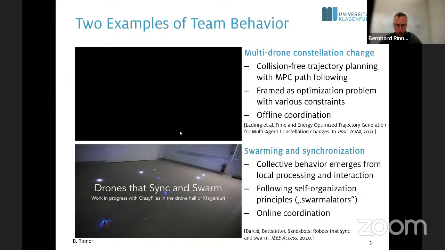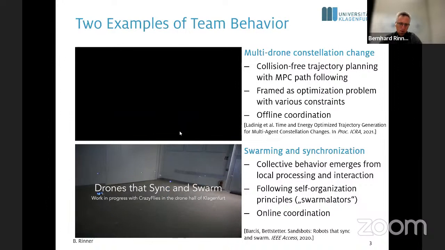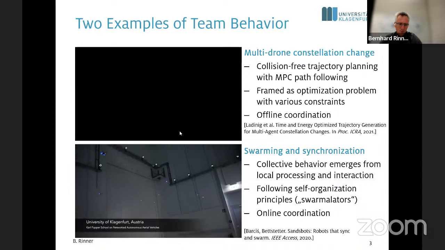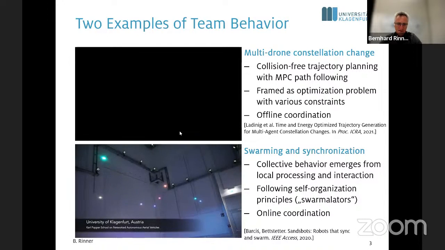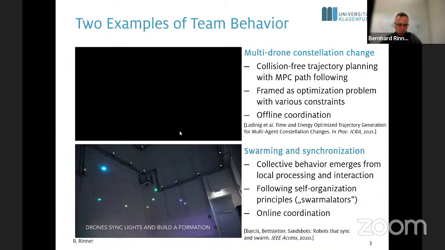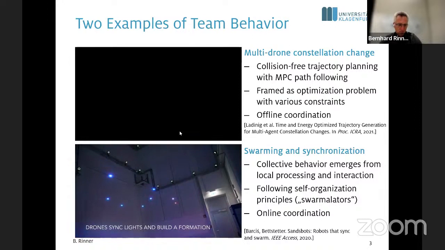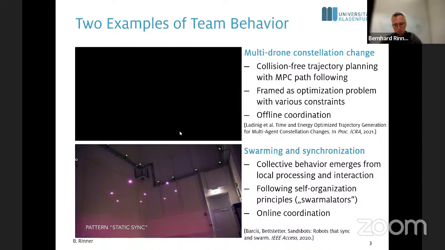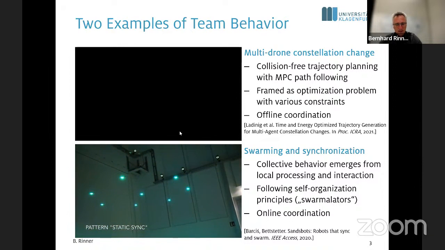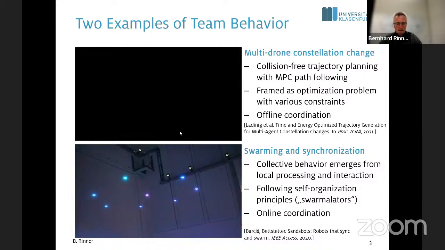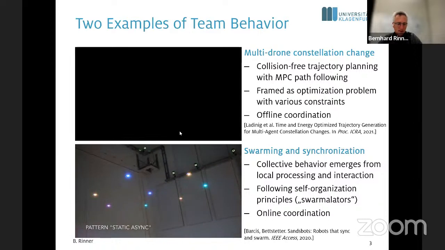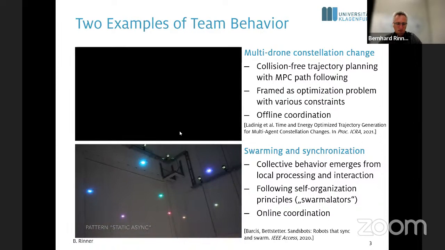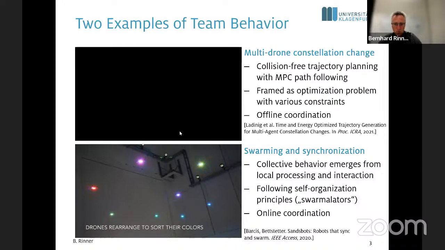The second example on the bottom is about swarming and synchronization. What this example is about is that from simple rules and simple interaction of the agents, one can observe emerging collective behavior. And this has been implemented from self-organization principles, where movement, actions, and phase synchronization are modeled in a unified model, a so-called swarmulator.